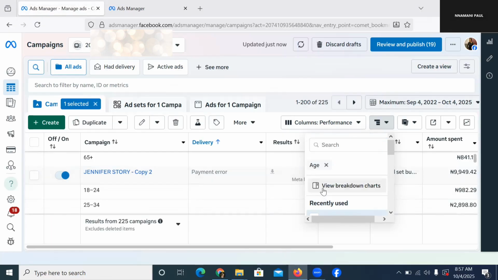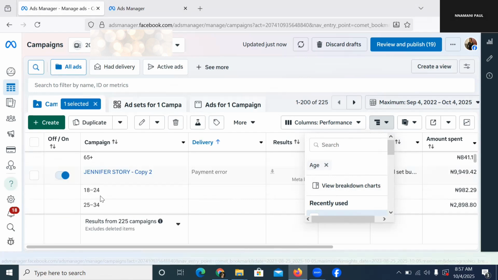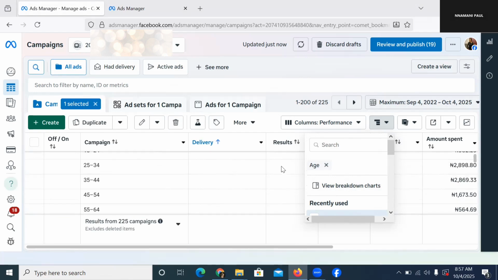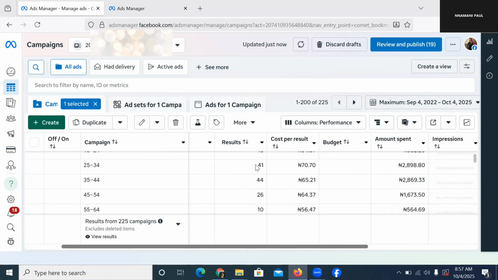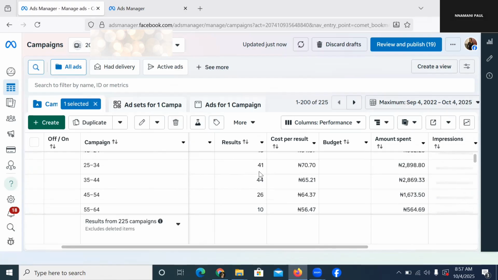Okay. So I'm going to tap on that age, and then immediately it's going to show us the age range here. So you see, for that advert, there is 18 to 24, 25 to 34, and all of that. But when we look at the one that gave us the best results here, you are going to see something, and this is very mind-blowing. From 18 to 24 was giving us leads at 54 naira. Out of that 224 leads, we got 18 leads at 54 naira. From 25 to 34 was giving us leads at 17 naira, but we got 41 leads.